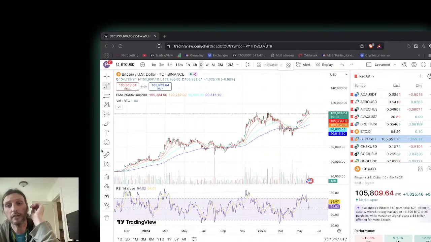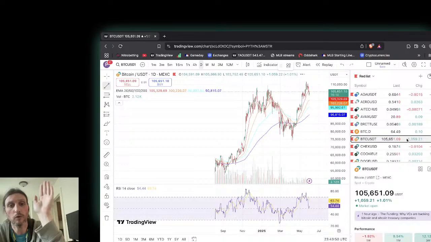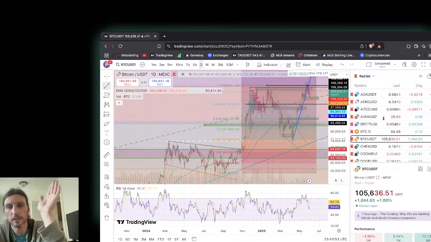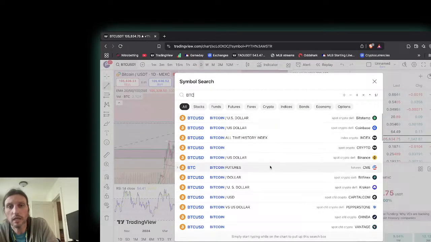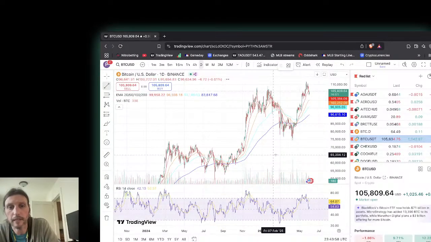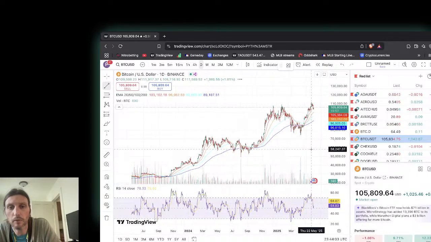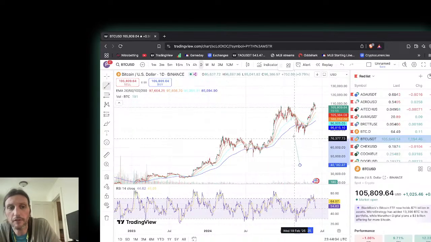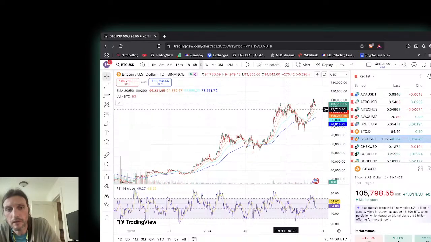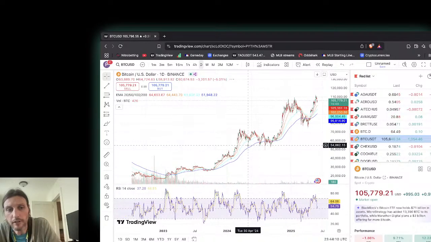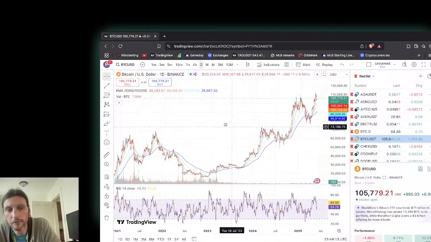My chart is marked to death where we can't even look at it, so we're just going to pull a blank BTC chart and we're going to work fresh. All right, so we're going to start at the beginning of the bull market for this current bull market. So I entered at $16,500 this year.